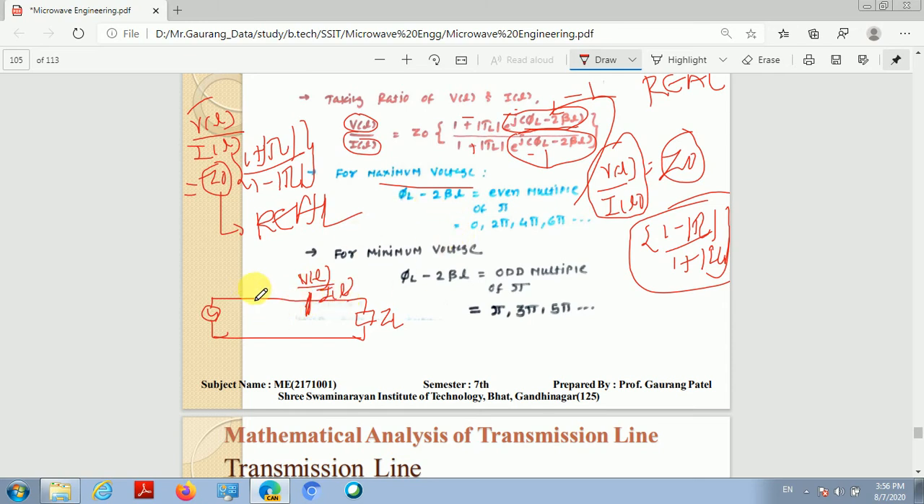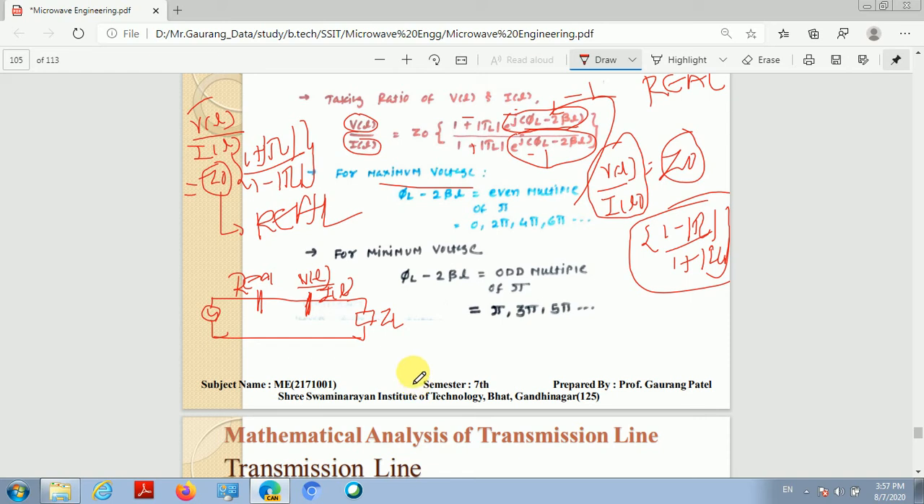Similarly, suppose at this location the voltage is minimum, and we can say that the phase is odd multiple of pi. So at this location also the ratio of voltage and current, or impedance, is real irrespective of the load impedance, or what the terminating impedance is.